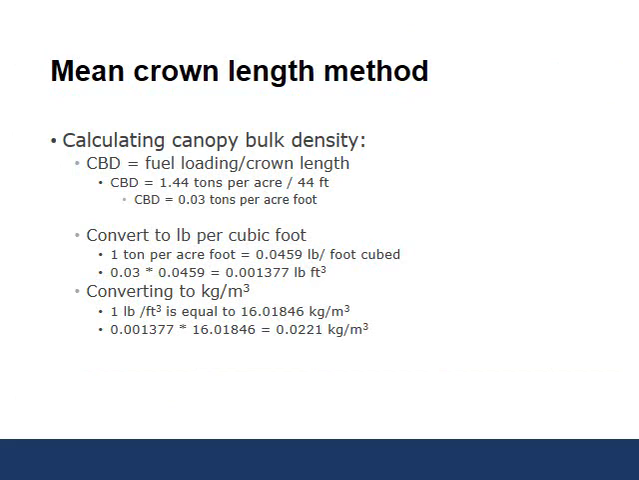To get canopy bulk density from the mean crown length method, you simply divide the available fuel loading by the depth. In this case, we would have an estimate of 0.03 tons per acre foot. We will now convert this to units that are more commonly used. First, let's get to pounds per acre foot by multiplying by 0.0459. Next, let's multiply by 16.01846 to convert to kilograms per cubic meter. And 0.0221 kilograms per meter cubed is the estimated canopy bulk density using the mean crown length method.